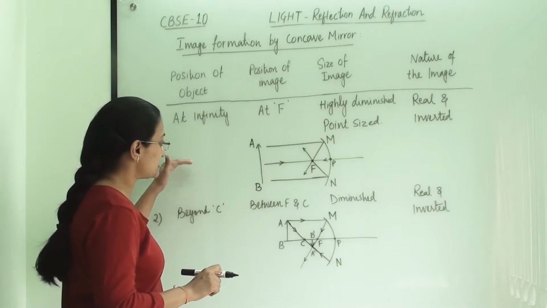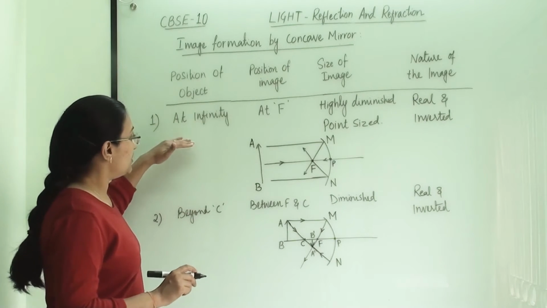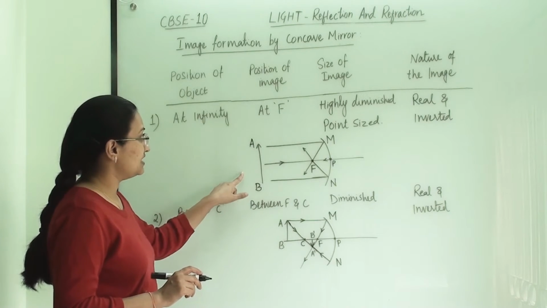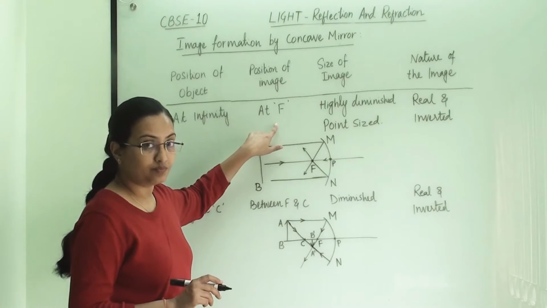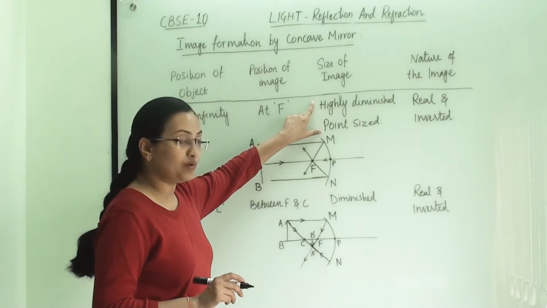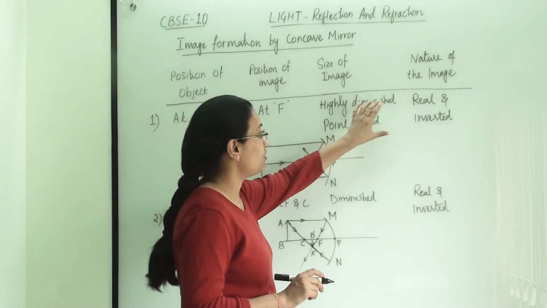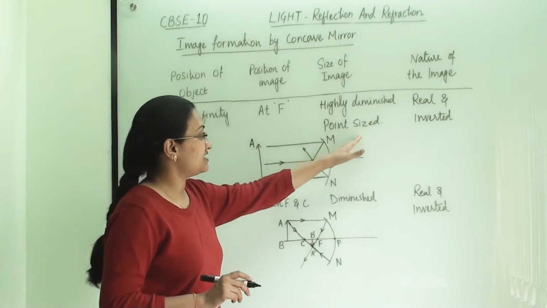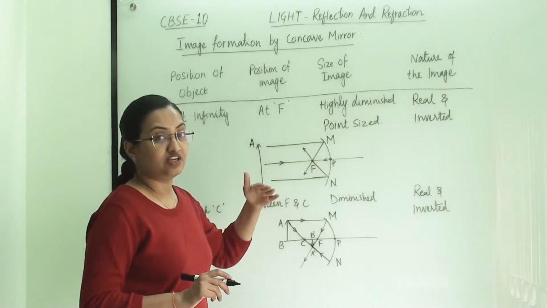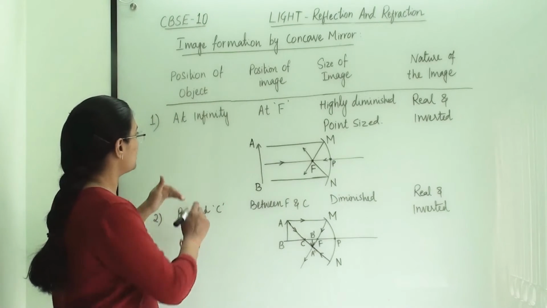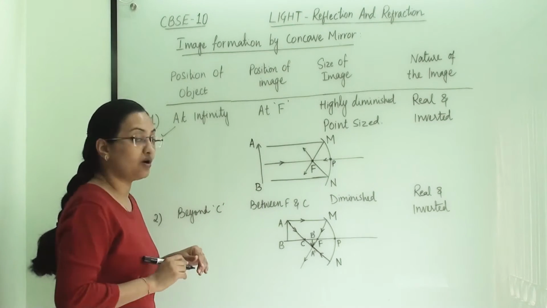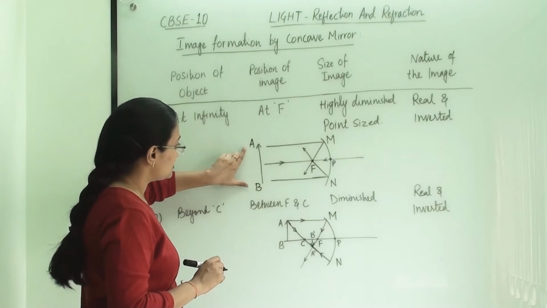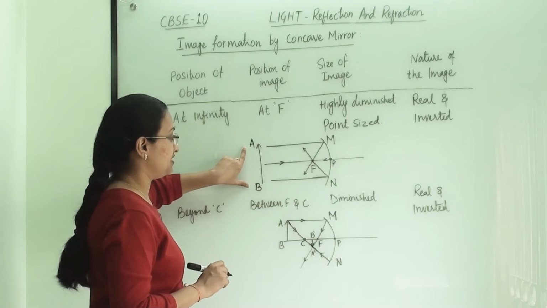In this topic we will place the object at different positions and we will see where we will get the image, what will be the size of the image, and what will be the nature of the image. So these three criteria we will check for each and every position. First position is when we keep the object at infinity. Here AB is the object and we have kept it at infinity.